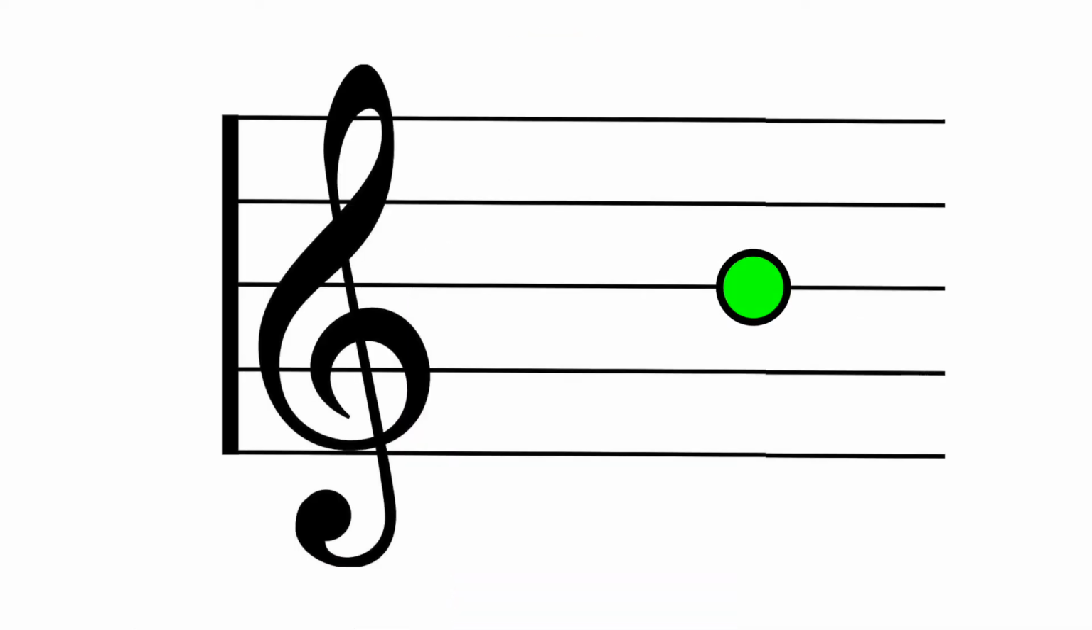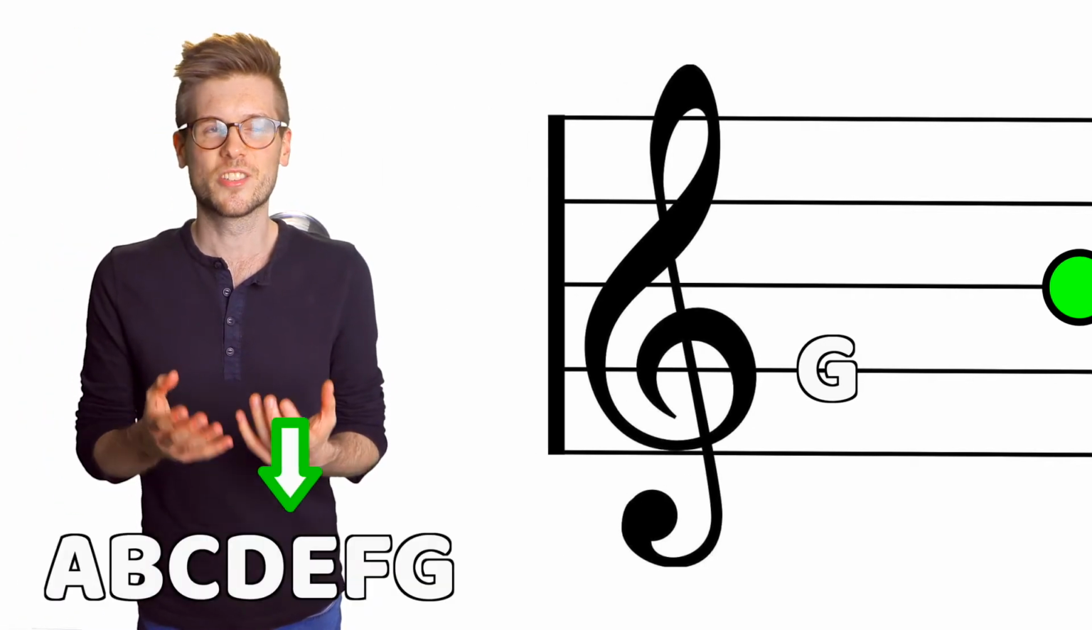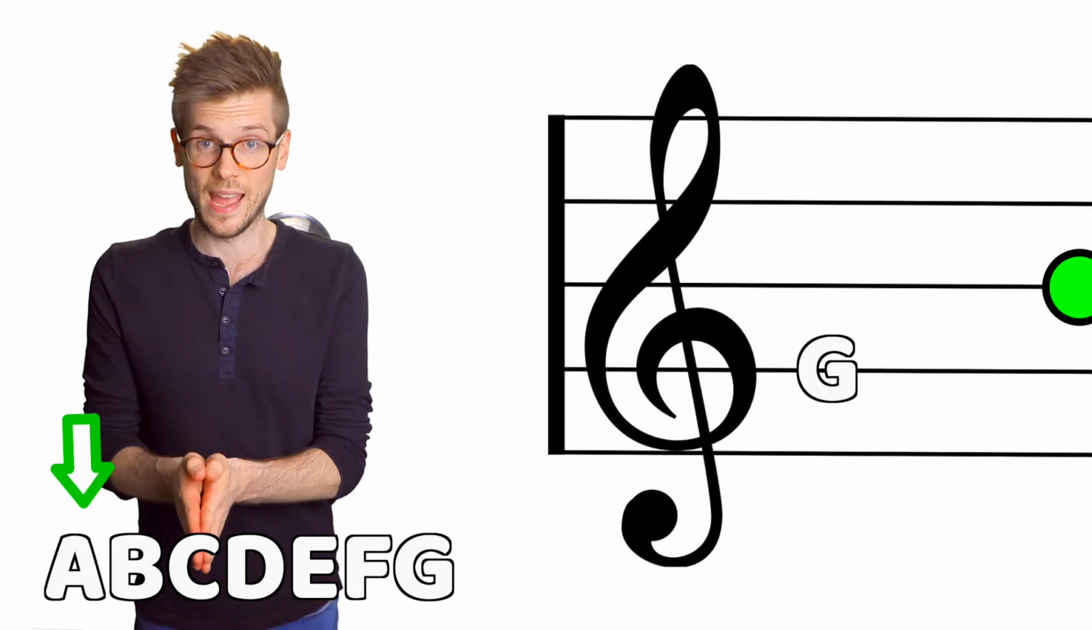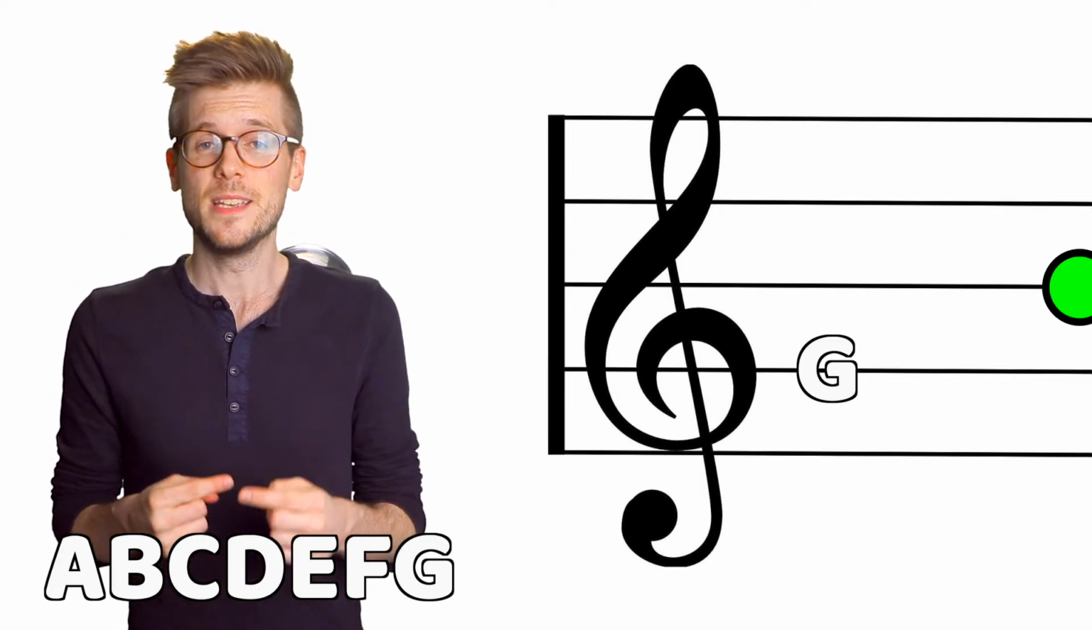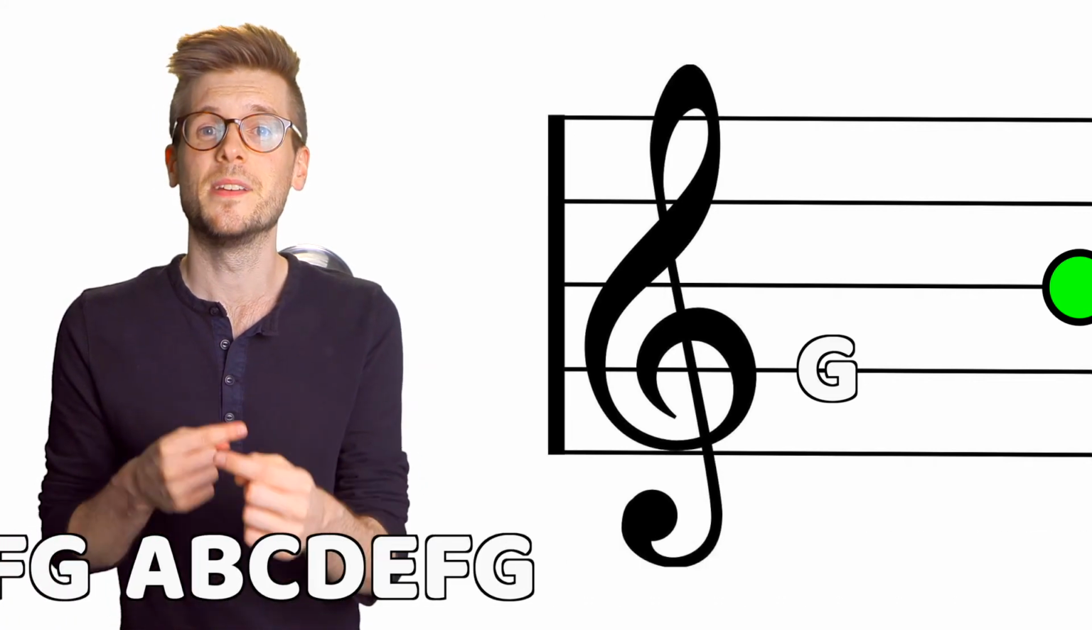So say we have this note on the middle line of the staff. With our G clef in place, we know that the second line from the bottom is G. Now all we have to do in order to find the name of this note is just walk through our musical alphabet. Our musical alphabet is the same as the English alphabet, it's just that it stops at G and goes back to A. So if you count forward, A, B, C, D, E, F, G, you go back to A, B, C, D, E, F, G, A, B, C, D, E, F, G.